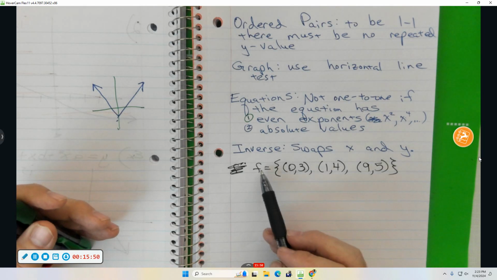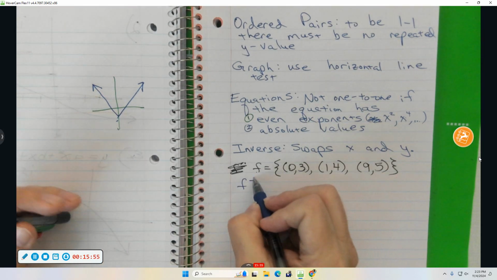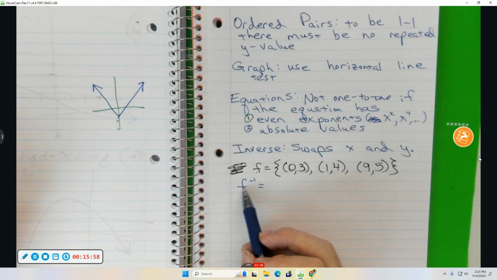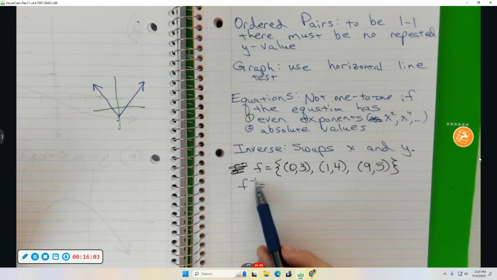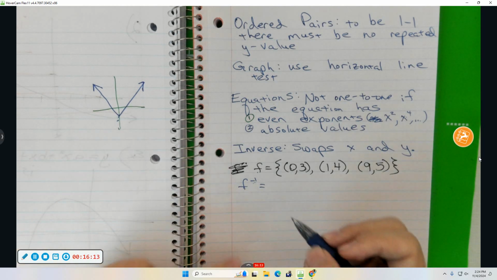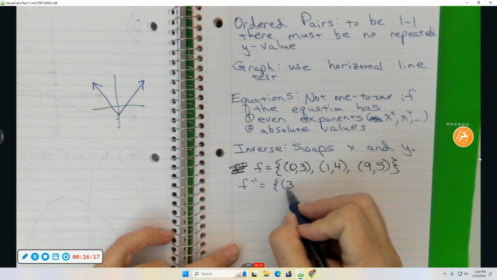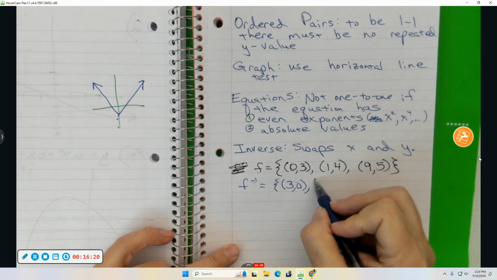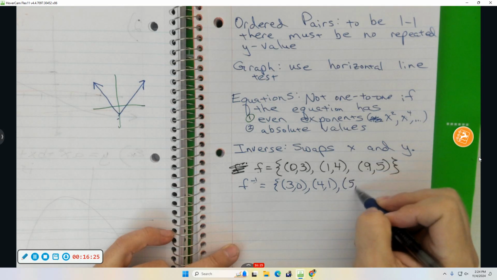Algebraically, to denote the inverse of f, we put a little superscript of -1. That's not saying f to the -1 power. That's not saying the reciprocal of f. Raising a function to a power is meaningless. If you see a little superscript of -1 after a function, that means you're reversing the ordered pairs. The inverse of f would be 0, 3 becomes 3, 0. 1, 4 becomes 4, 1. 9, 5 becomes 5, 9.